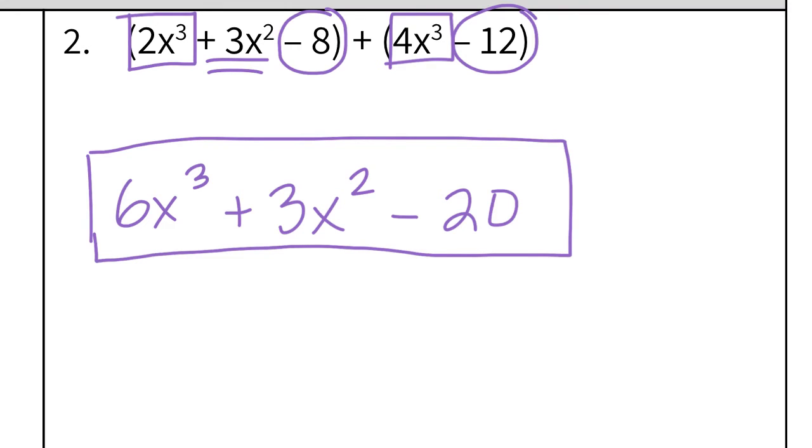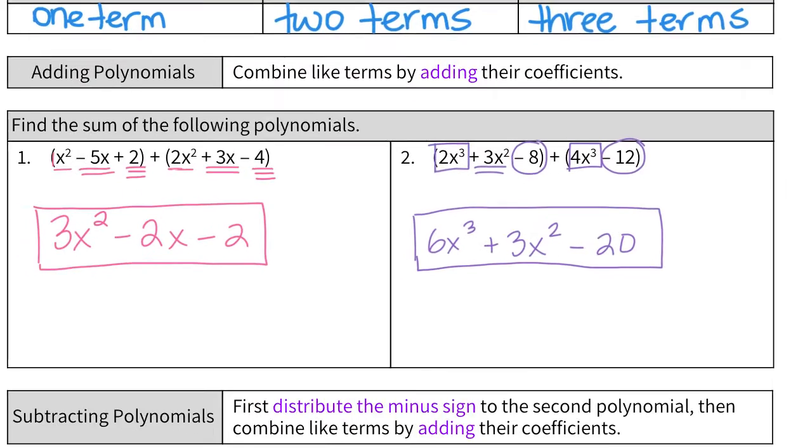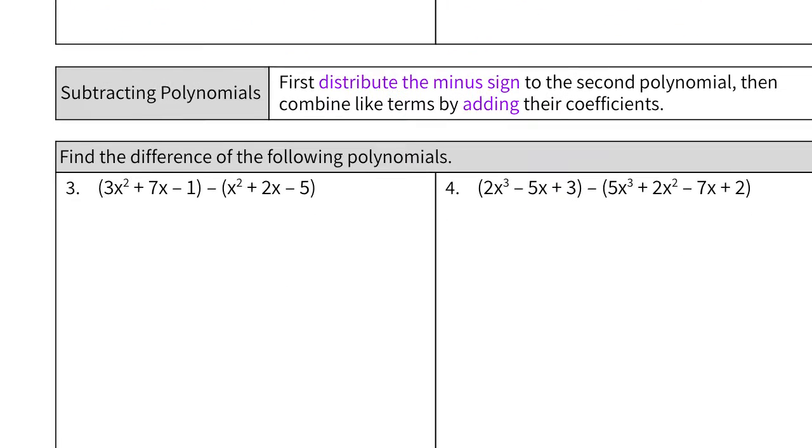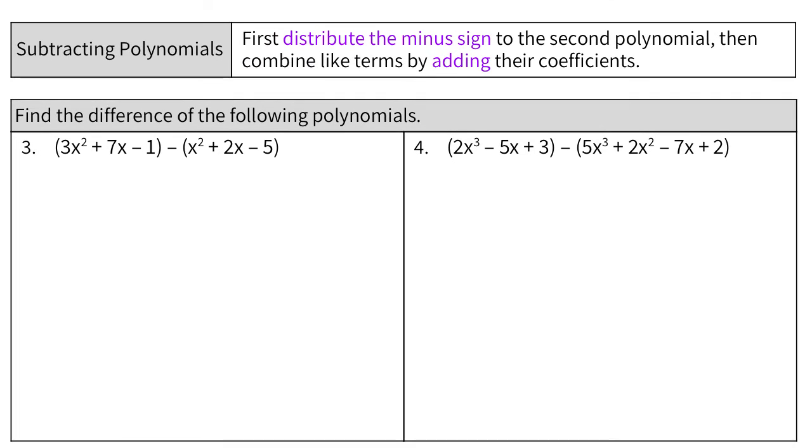Okay, so now that we know how to add, let's look at what we would have to do when we subtract. Up there it says, first you're going to distribute the minus sign to the second polynomial, then you can combine like terms by adding their coefficients.